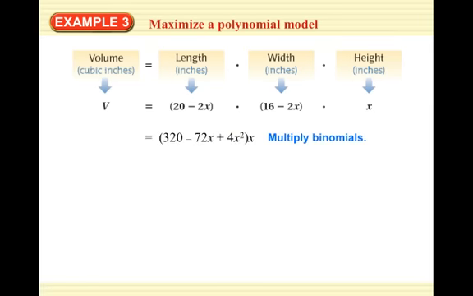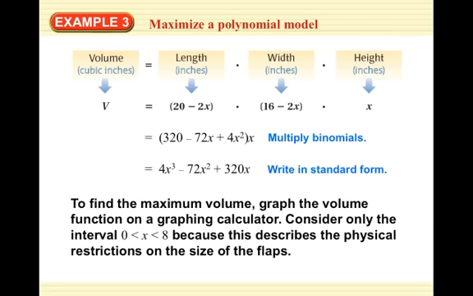So we're going to multiply the binomials together, and you just FOIL there. You get big numbers, but you get that from FOILing. 20 times 16 is 320, and then 20 times negative 2 is negative 40x, negative 2 times 16 is negative 32x, so those combine to give you negative 72x. Negative 2x times negative 2x is positive 4x squared. And then we've got this x over here that we need to distribute and write in standard form. So we'll have 4x cubed minus 72x squared plus 320x.